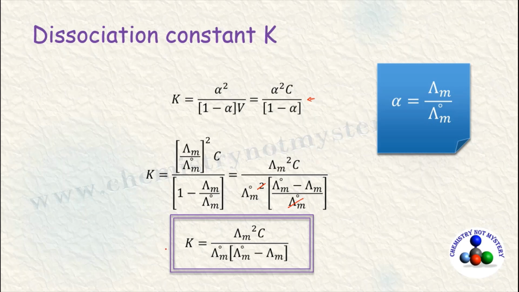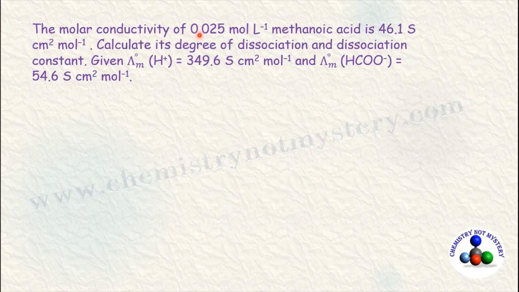Now let's try to solve one question. The molar conductivity of 0.025 mole per liter methanoic acid is 46.1 Siemens centimeter square per mole. Calculate its degree of dissociation and dissociation constant. Given limiting molar conductivity of H plus ion is equal to 349.6 Siemens centimeter square per mole, and limiting molar conductivity of HCOO negative ion is equal to 54.6 Siemens centimeter square per mole.